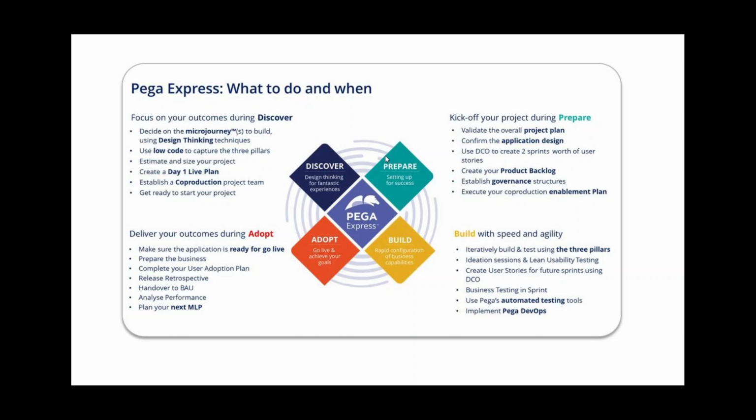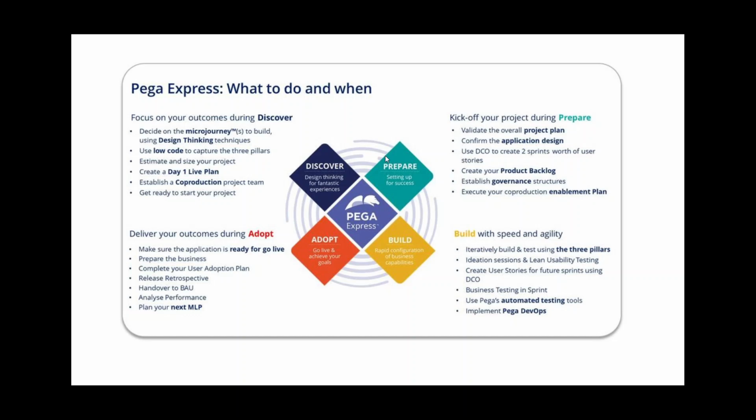In the prepare phase, they will confirm the application design and create the product backlog. They will decide on the co-production enablement plan. There will be one team working, the Pega team and also a client team, which also has some testers, scrum master, and system architects. It is called co-production, concurrent production. They use DCO to create a minimum of 2 sprints' worth of user stories in the prepare phase.